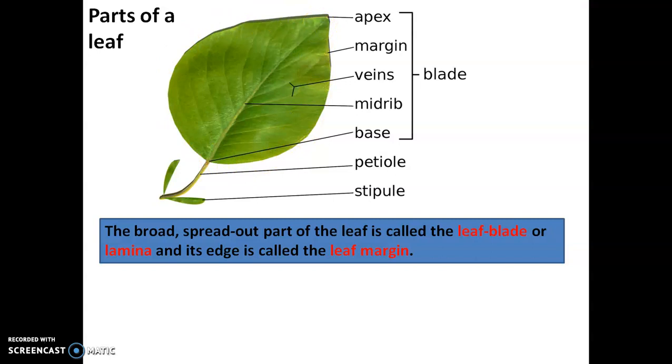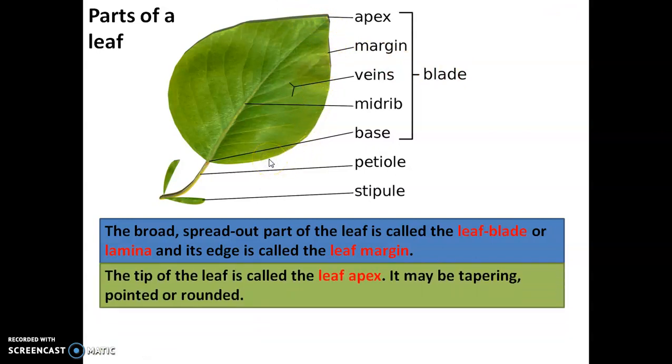And its edge is called the leaf margin. Edge means end. So this edge of the leaf is called leaf margin. Then the tip of the leaf is called leaf apex. Tip means the end part. So this part is called leaf apex. It may be tapering. Tapering means gradually becoming pointed.